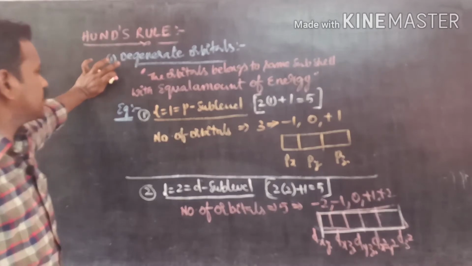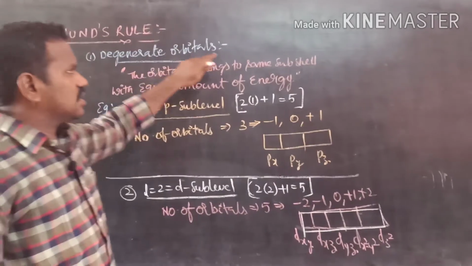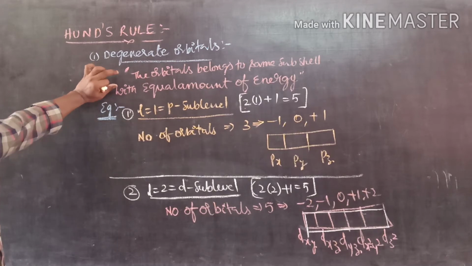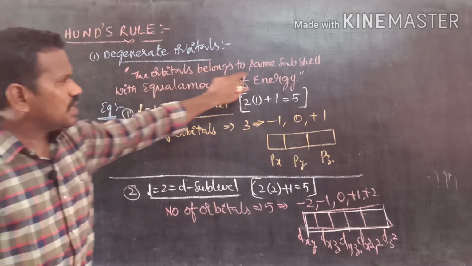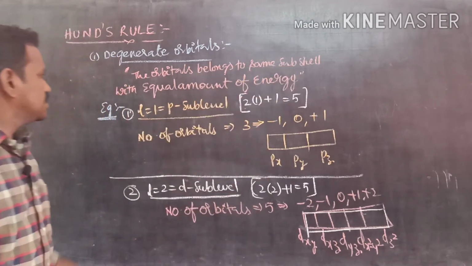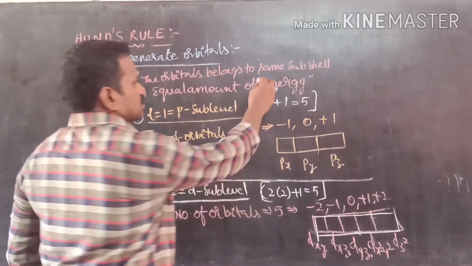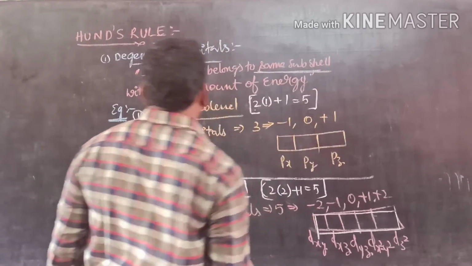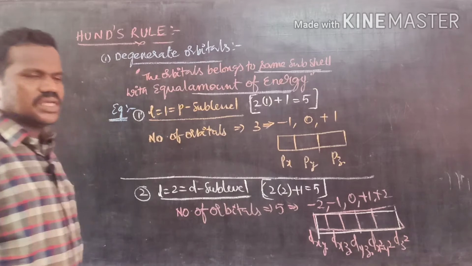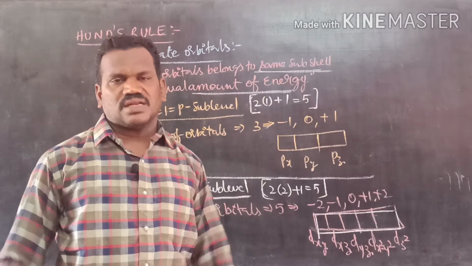In Hund's rule, first of all we are going to learn the meaning of degenerate orbitals. See this definition: the orbitals belong to the same shell, the same subshell, with an equal amount of energy. The conditions are that they must belong to the same subshell and have equal energy. How to calculate the energy? The energy of an orbital is calculated by n plus l value.